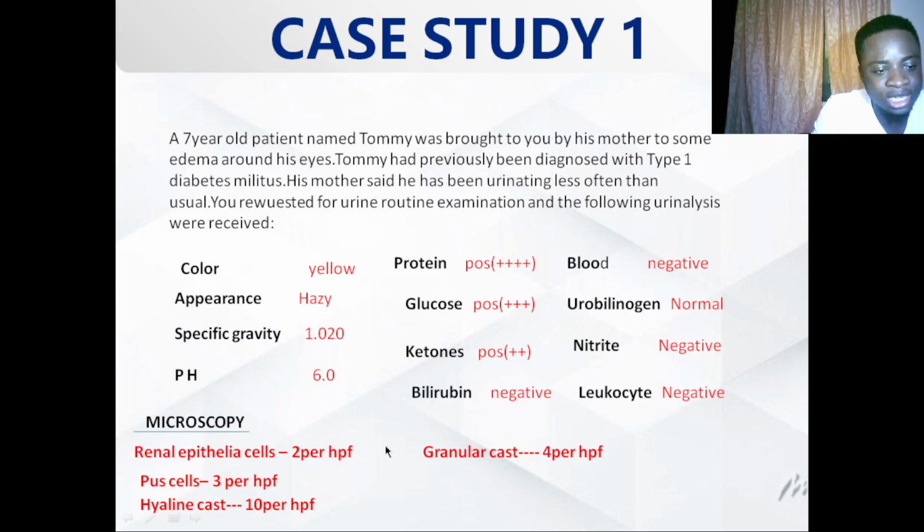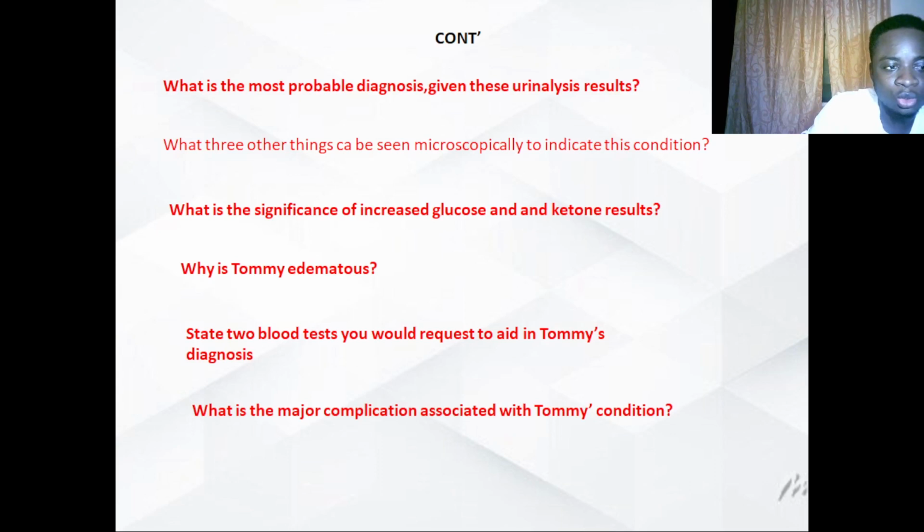You can see RBC casts, WBC casts, some epithelial cell casts of the urine, renal peritubular cell casts, and they all support the fact that there is kidney damage. Sometimes you can even see crystals like calcium or oxalate crystals, which can also support kidney damage. So what is the significance of increased glucose and ketone results?